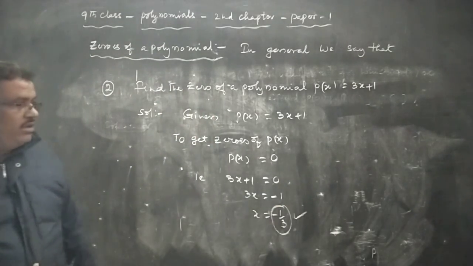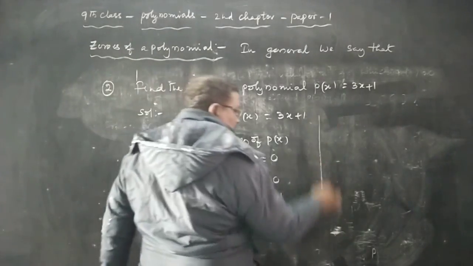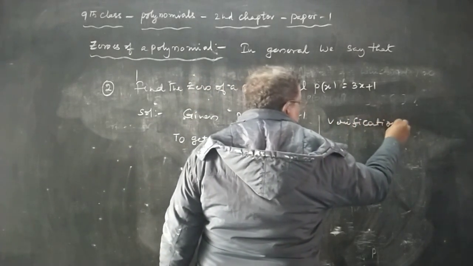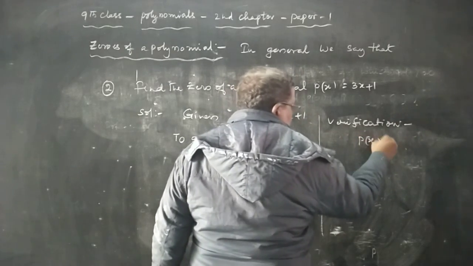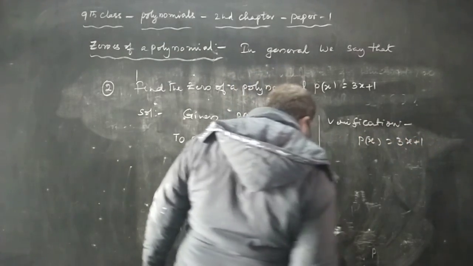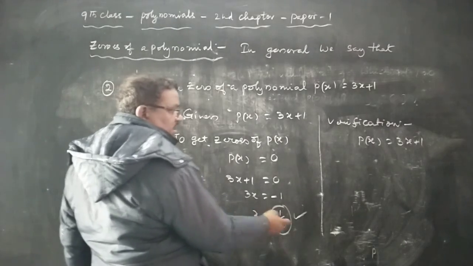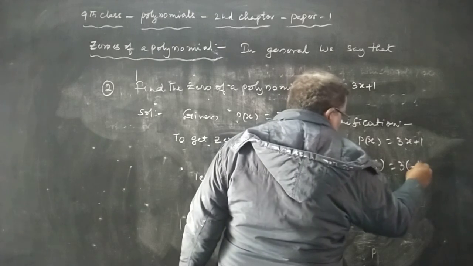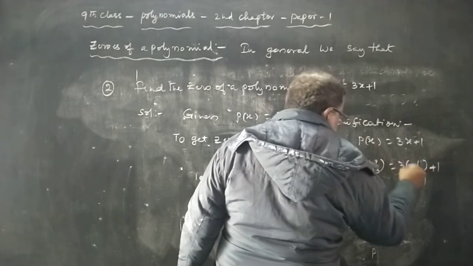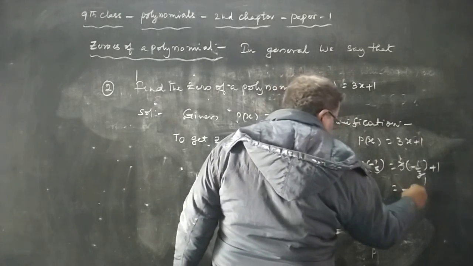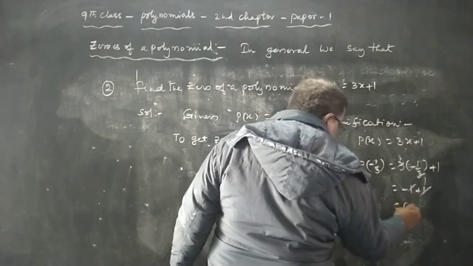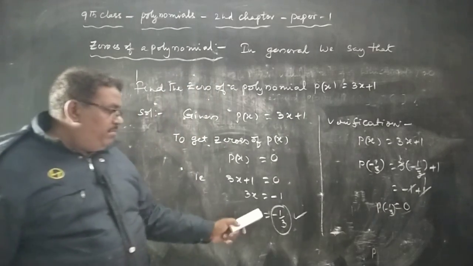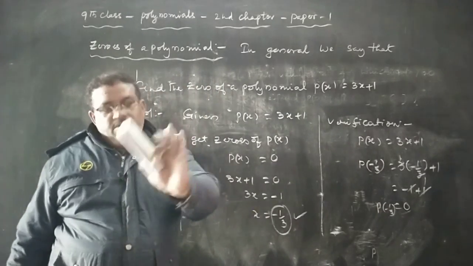ఒకసారి వెరిఫికేషన్ కూడా చేసుకోవచ్చండి. This verification is not necessary, but for your sake I have to say the verification. p of x is 3x plus 1. What do we get as the value here? The zero of the polynomial is minus 1 by 3. Substitute here: p of minus 1 by 3 is 3 into minus 1 by 3 plus 1. 3 ones, 3 ones, 1 into minus 1, minus 1 plus 1. Plus 1 and minus 1 cancel, 0. So p of minus 1 by 3 equals how much? 0. Hence, minus 1 by 3 is the zero of the given polynomial.